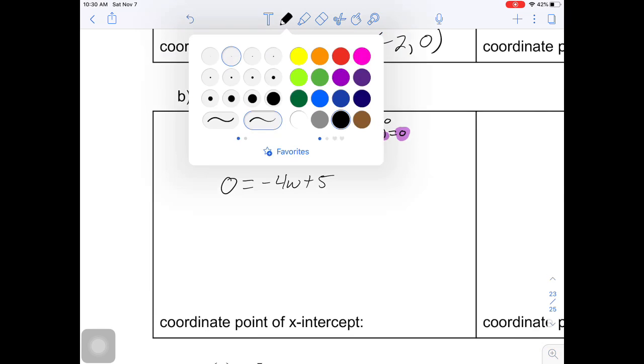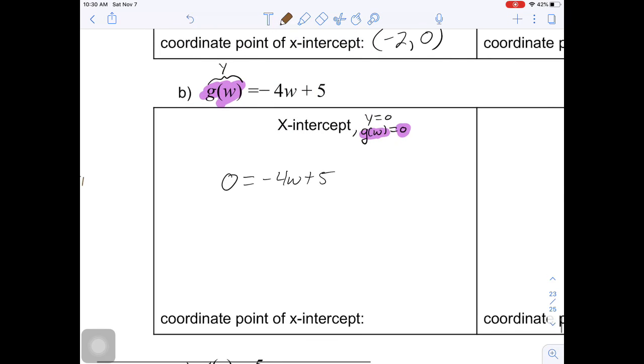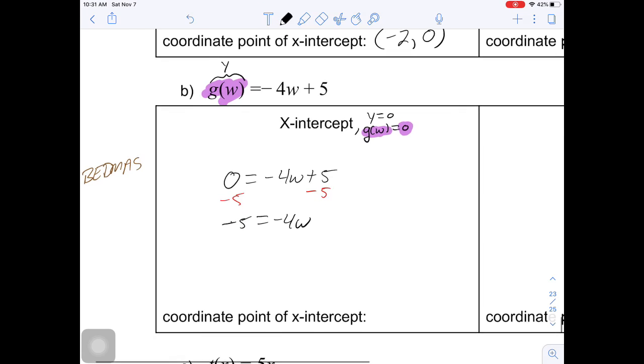And now I'm going to do my algebra. Remember, when you're solving algebraically, you do BEDMAS backwards. So what's the thing subtracting w? Nothing is subtracting w. -4 is multiplying w, and 5 is adding. Now you go to add. 5 is adding to w, so now I need to subtract. And I will end up getting -5, because 0 minus 5 is -5. This equals -4w. Now I need to get rid of the thing multiplying by w, which is -4.